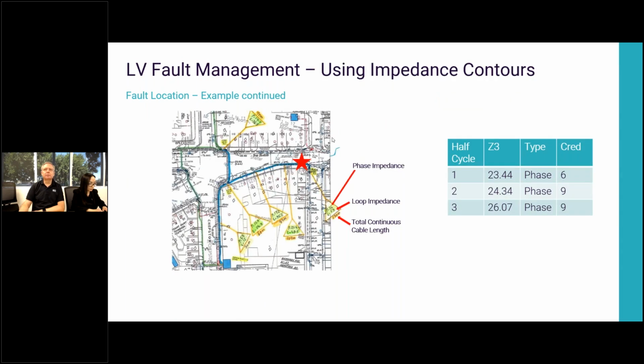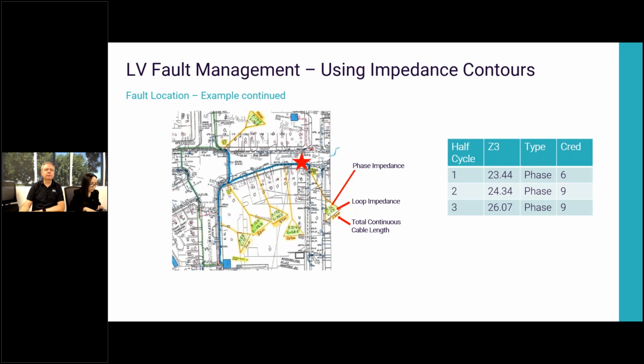In this particular instance, we had that impedance to fault. If we've got our cable records, we have our substation where we're feeding from. We've got the impedance contours on the network, so we can see that this is a branch circuit. And at the top, the maximum impedance is just under 18 milliohms.